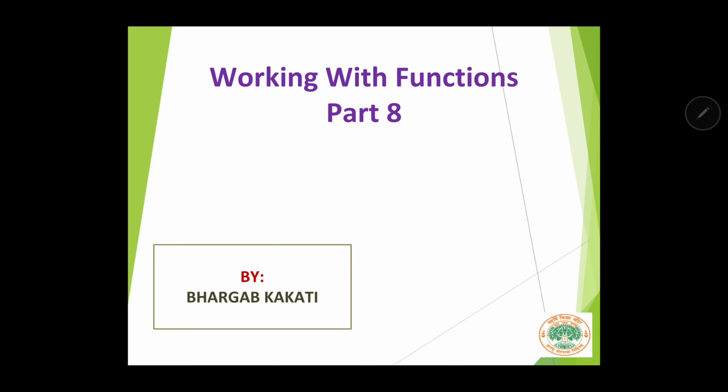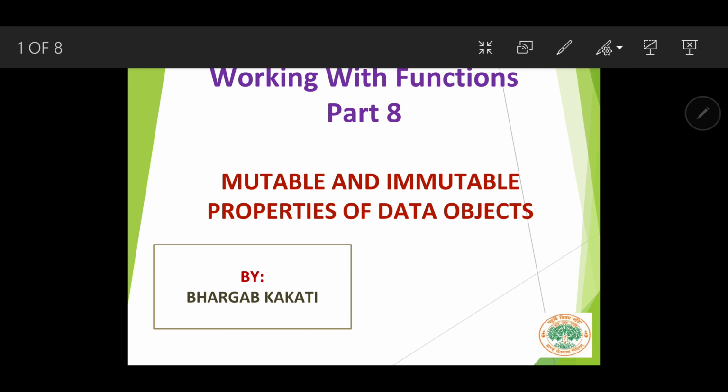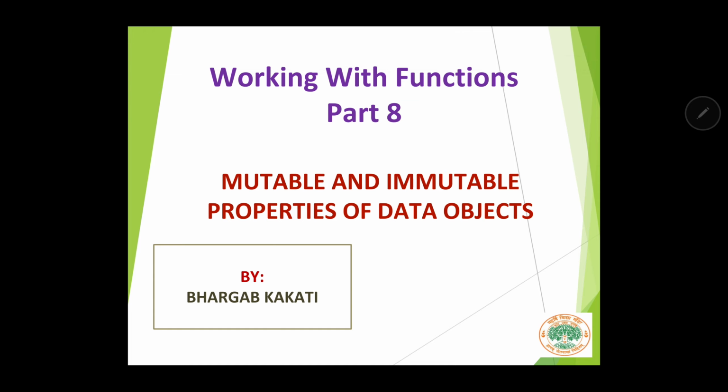So today's topic of discussion will be mutable and immutable properties of data objects. From class 11 concepts, you already know what mutable and immutable is. Mutable means such data objects whose values can be changed after declaration, and those data objects whose values cannot be changed after declaration are known as immutable types. Examples of mutable are list, dictionaries, and examples of immutables are int, float, tuples, and some more.